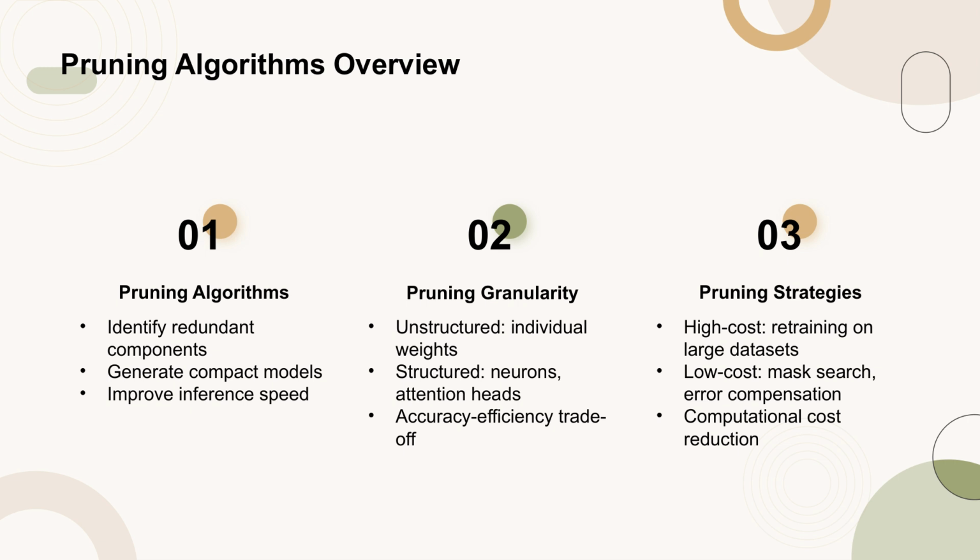Pruning can be done at various granularities, from individual weights in unstructured pruning to larger units like neurons and attention heads in structured pruning. This choice involves a trade-off between model efficiency and accuracy. Pruning strategies can be categorized into high-cost and low-cost methods. High-cost strategies involve extensive retraining on large datasets to ensure high accuracy, while low-cost strategies focus on efficient mask search and error compensation using smaller calibration datasets, reducing the overall computational cost.